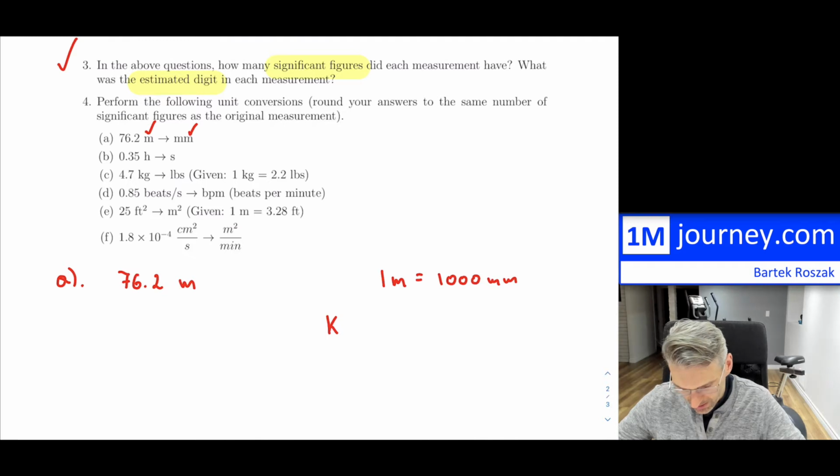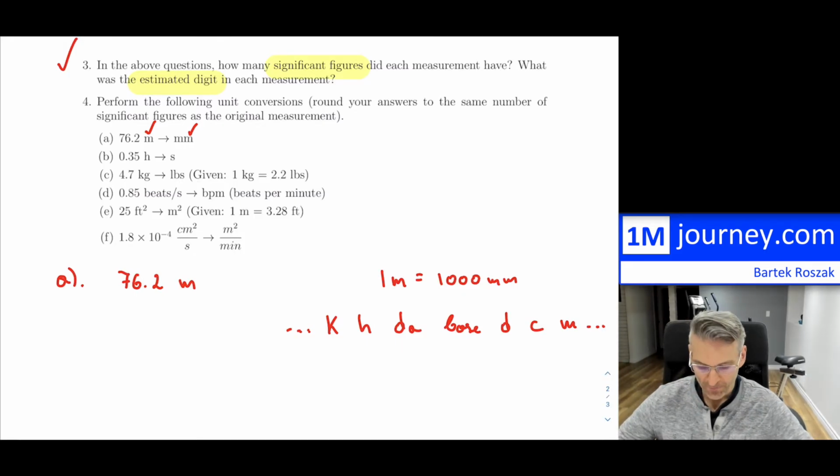So, you typically will have kilo, okay, then you have hecto, you have deca, then you have your base, and then you have going to the decimal places. So this would have been deci, centi, milli. Now, of course, these prefixes continue. You can look at the video if you want.